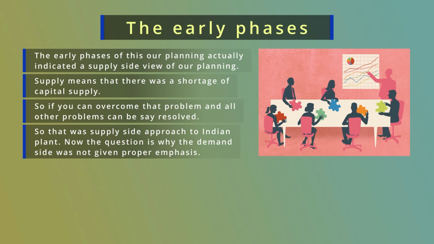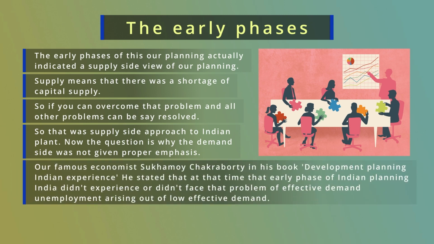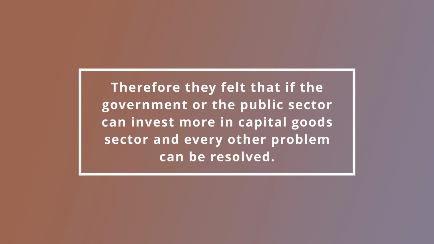Now, the question is why the demand side was not given proper emphasis. Our famous economist, Sukhmoy Chakraborty, in his book, Development Planning, Indian Experience, stated that in that early phase of Indian planning, India didn't face the problem of unemployment arising out of low effective demand. So there was no Keynesian type of unemployment, which arises particularly due to low effective demand. So that was not the problem. Therefore, they felt that if the government or the public sector can invest more in the capital goods sector, then every other problem can be resolved.